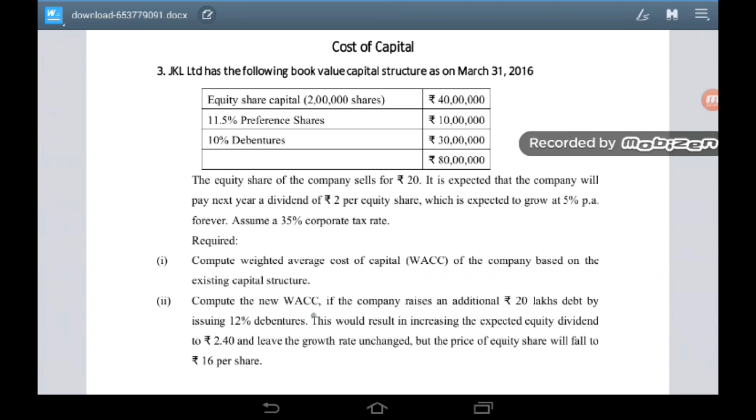Compute the new weighted average cost of capital if the company raises an additional rupees 20 lakh debt by issuing 12% debentures. This would result in increasing the expected equity dividend to rupees 2.40 and leave the growth rate unchanged, but the price of the equity share will fall to rupees 16 per share.